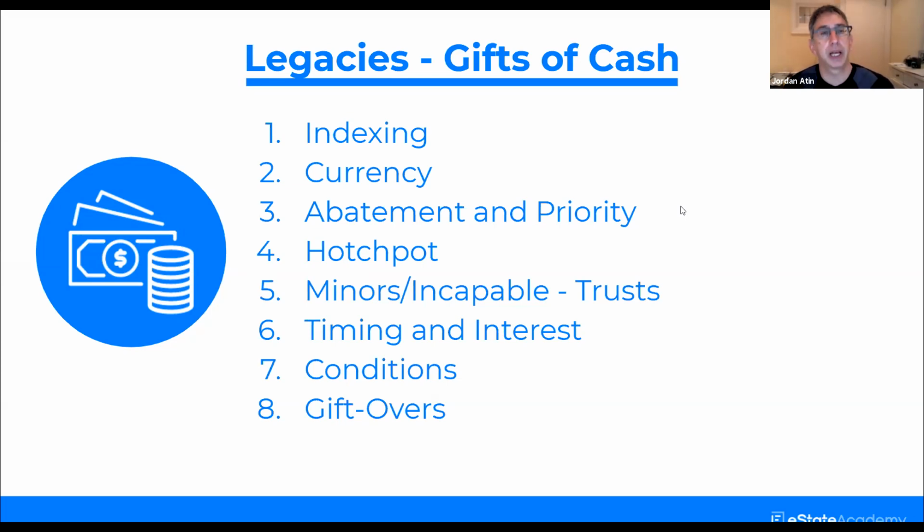The next one is really, I think, the most important for us to think about, and that's the question of abatement and priority. So if it's a small amount, then that's not a big issue. If the estate has $1 million and you're giving $10,000 to somebody, then the risk that there's not enough money to pay that legacy is slim.